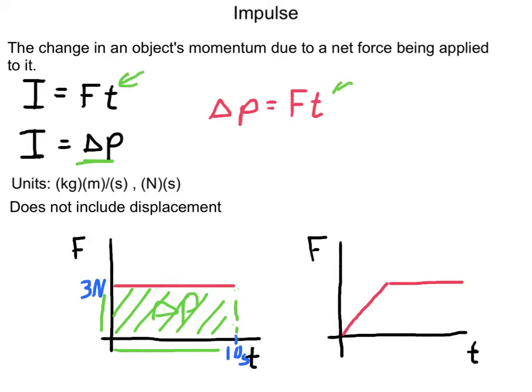Force times time gives me a change of an object's momentum, and that's useful because then I can calculate how much the object sped up or slowed down. But what if the force isn't constant?